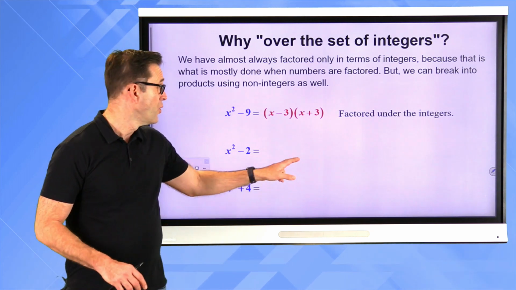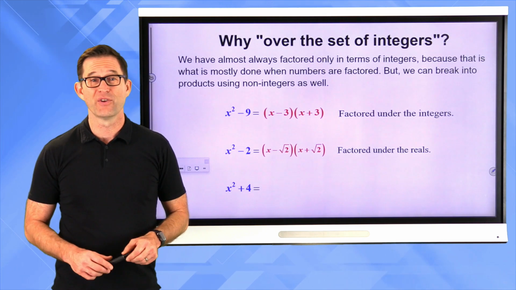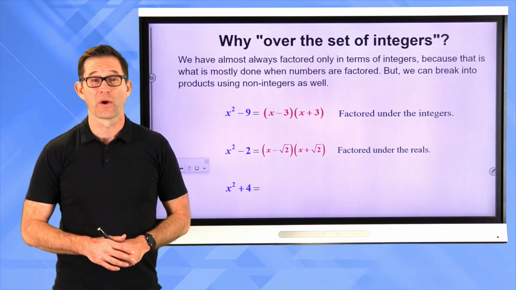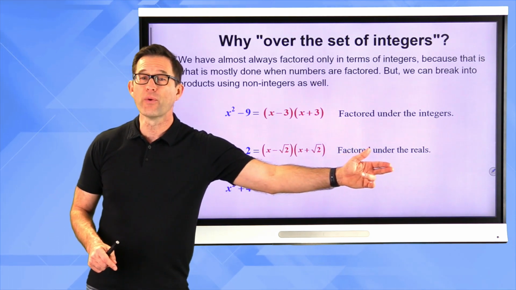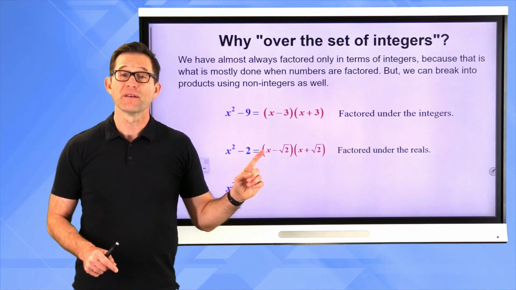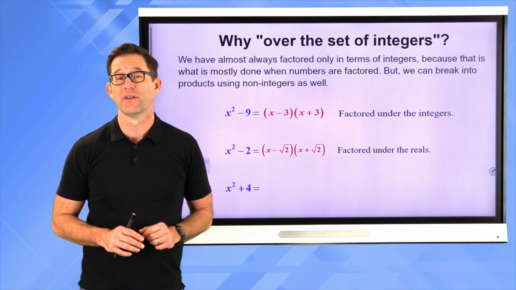And yet, we could still factor that, right, as x minus the square root of 2 times x plus the square root of 2. We've broken it up into a product. Now that would be factored under the reals instead of the integers because the square root of 2 is not an integer. It's not even a rational number.